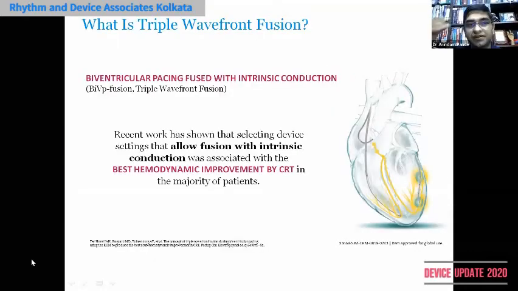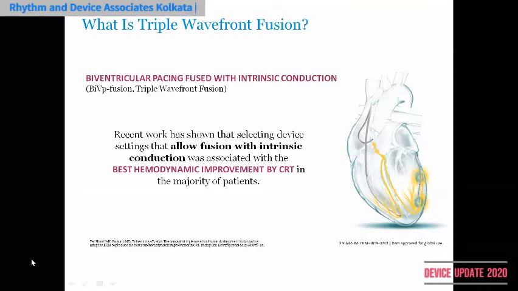So triple waveform fusion, this is something new. I just briefly discussed triple waveform. So basically, recent work has shown that selecting a device setting that allows fusion with intrinsic conduction was associated with the best hemodynamic improvement by CRT. So here, multi-point pacing, with the multi-point quadripolar lead of the LV, has stimulation from 2 sides, 1 stimulation from the RV, and utilizing the natural conduction tissue.